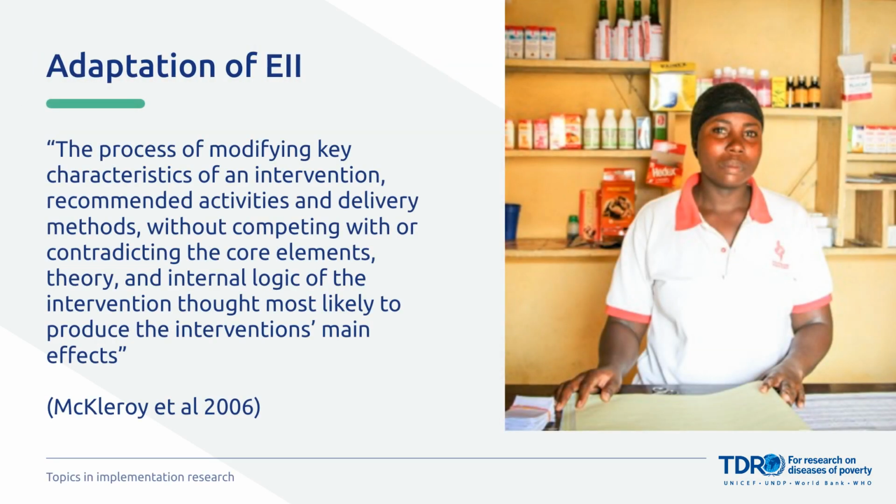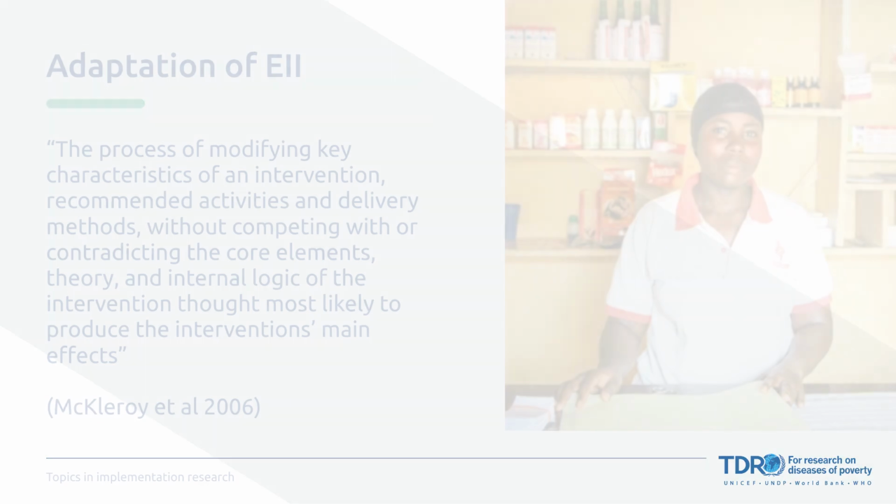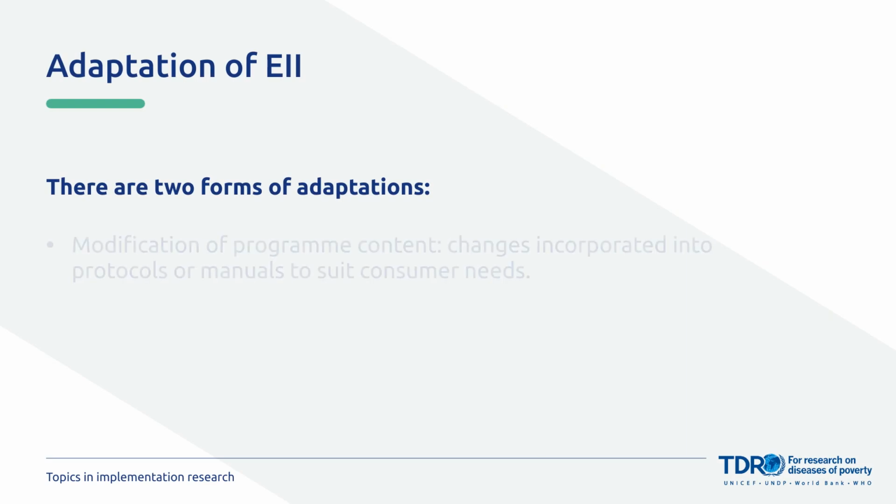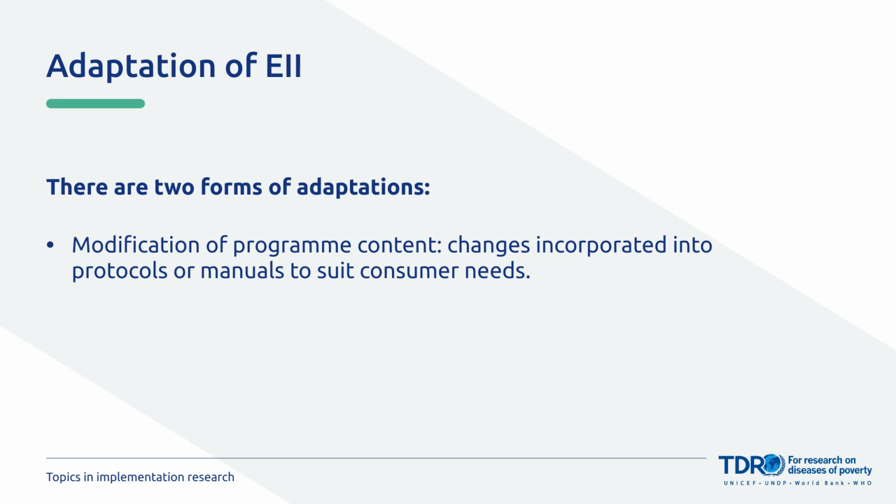Adaptation of evidence-informed interventions is defined as a change to the content, or delivery, of an evidence-informed intervention to meet the needs of a given context. There are two forms adaptation might take. The first being the modification of program content, with changes incorporated into protocols or manuals to suit consumer needs.